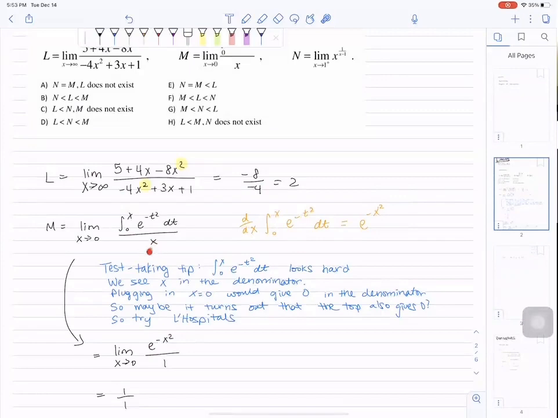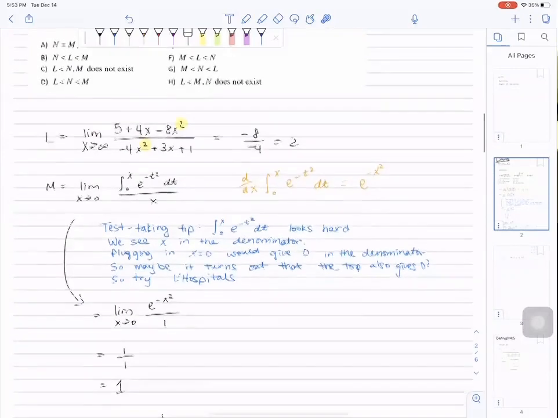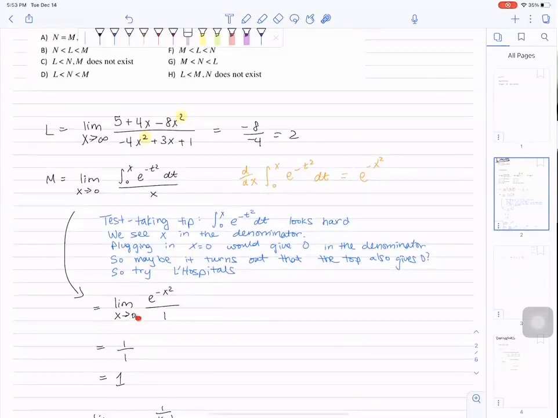What's the derivative of the denominator? That's 1. And now when you plug in x equals 0, what is e to the 0? Anything to the 0 power is 1. So you get 1 over 1, which is 1. So this limit equals 1. And we had to have known this rule in order to do that.